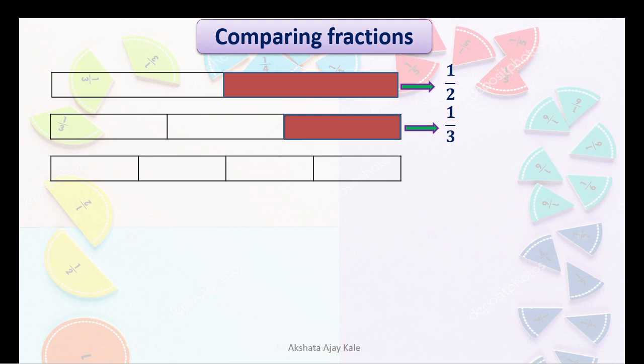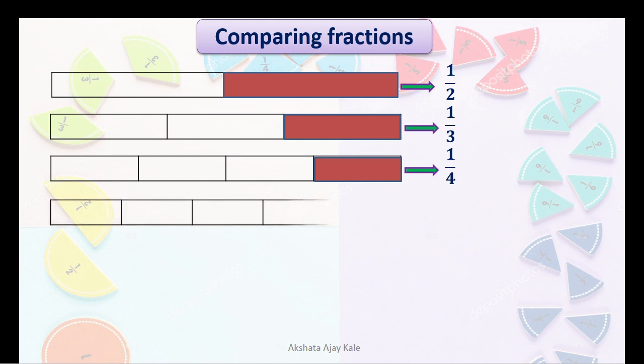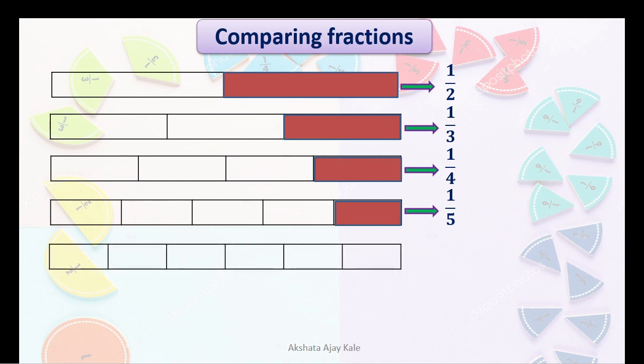Next, same rectangle, we have divided this rectangle into 4 equal parts and one part is colored. See the proportion, and what to write now in the fraction form? 1 upon 4. Correct. Out of 4, one part is colored. Again, same rectangle but it is divided into 5 equal parts. Correct? And we will color one part and write in the fraction form, that is 1 upon 5. Correct? One more rectangle.